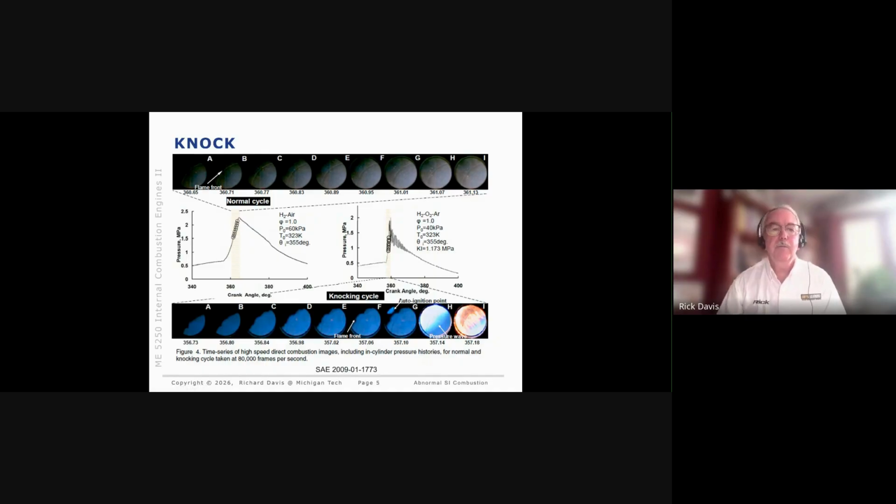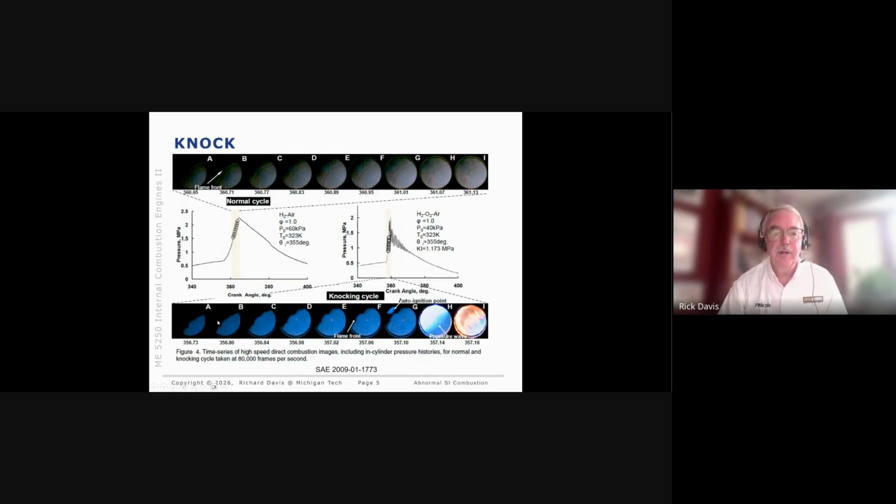This is another study that's showing, again, N-gas auto ignition. The top portion of the slide is a normal combustion event. Again, the flame is propagating its way across the combustion chamber from bottom right to top left. And the bottom is a knocking cycle, and it's a colored version of that image.